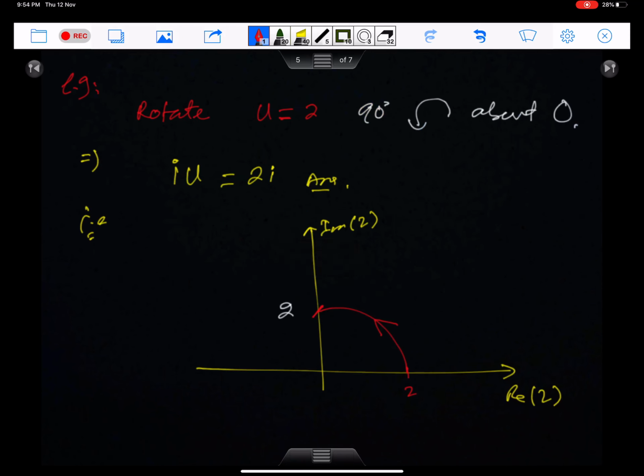For example, if the complex number u is 2 and we have to rotate u 90-degree anti-clockwise about the origin, therefore we need to multiply u with i. So it will be 2i, and this can be proved through this diagram. This is u. So when you multiply u with i, you will get 2i. This is 2i, and this is the 90-degree anti-clockwise rotation about the origin.